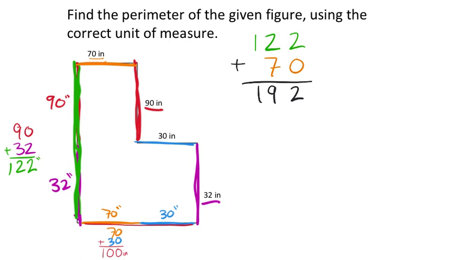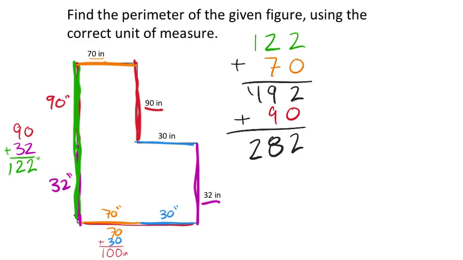Okay, now I can add that red side length, our first one, which is 90 inches. So in the ones place value, 2 plus 0 is 2. 9 plus 9 would be 18, carry the 1. And then 1 plus 1 is 2.